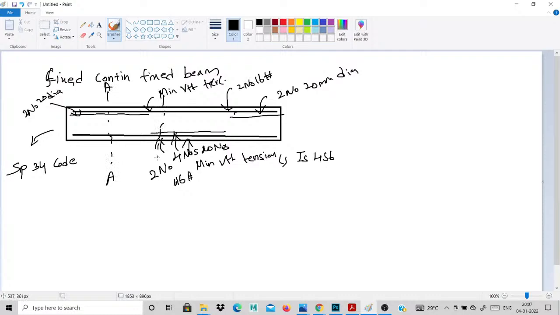This is the B section. This is the C section. I cut this cross section for my AA section. This is my cross section.